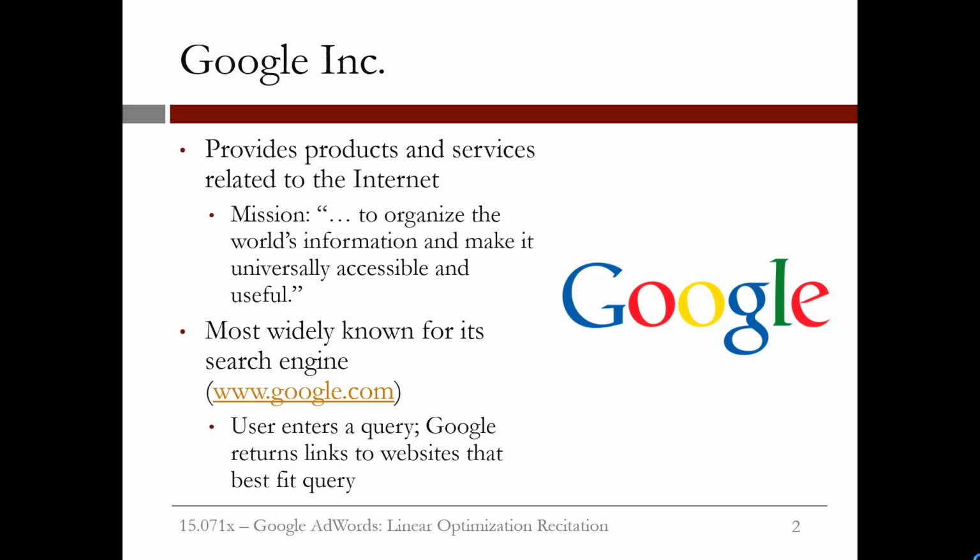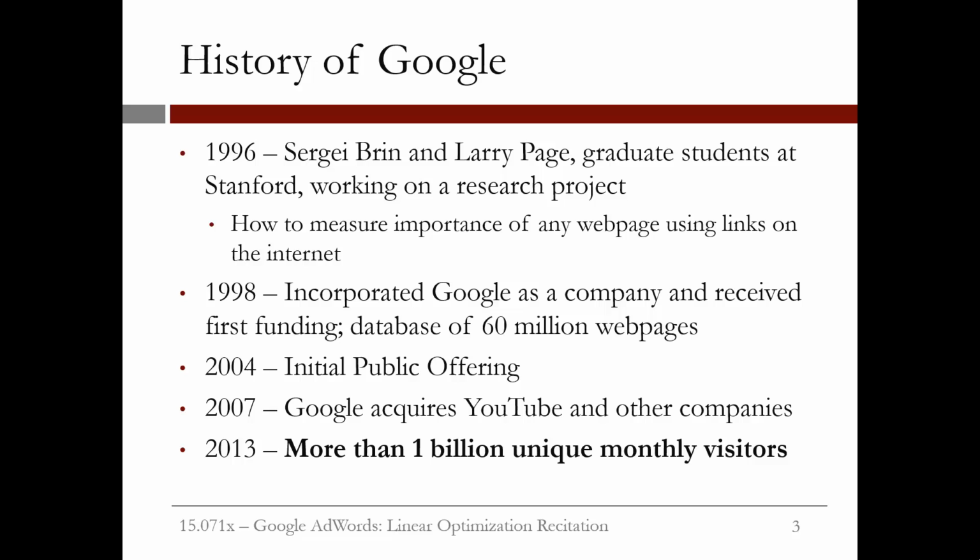Now, how did Google come about? Well, the idea of Google originated as a research project of two people, Sergey Brin and Larry Page. This was in 1996, while they were still graduate students at Stanford University. Their idea, in a nutshell, was to measure the importance of a web page to a particular query, not just by measuring how much that query occurs in that web page, but also by considering the links to that web page from other web pages.